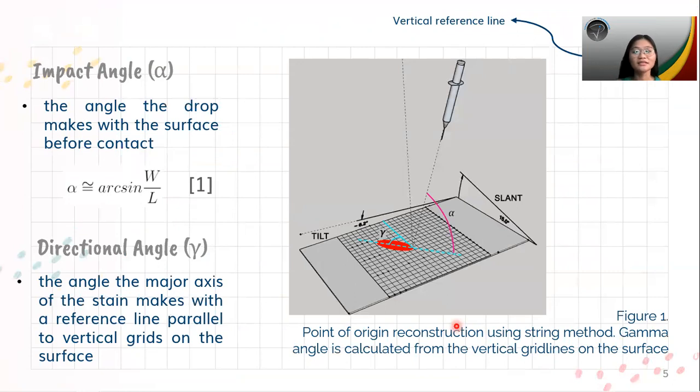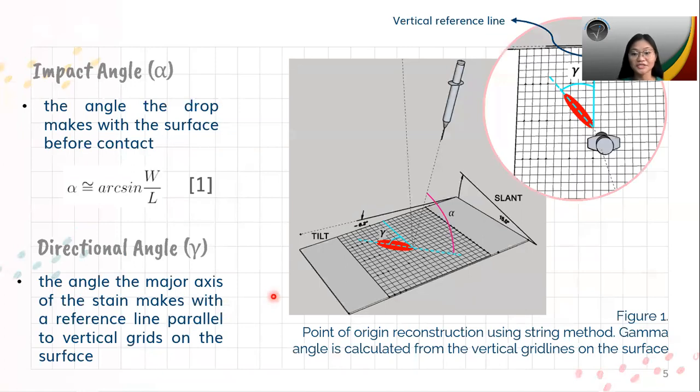Now, using two angles inferred from a drip stain, an angled source, which is the cannula here, can be obtained using the string method. Now, the impact angle alpha is just the angle the drop makes with the surface before contact. It can be expressed by the arcsine of the width over the length of the produced stain. Now, the directional angle gamma is the angle the stain makes with a reference line on the surface, as shown here. The reference line is drawn parallel to the vertical grid of the surface.